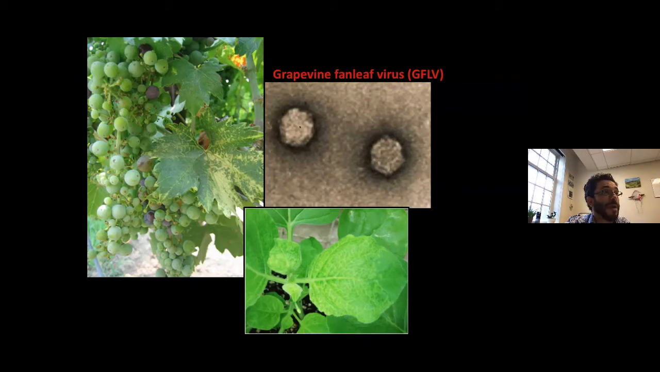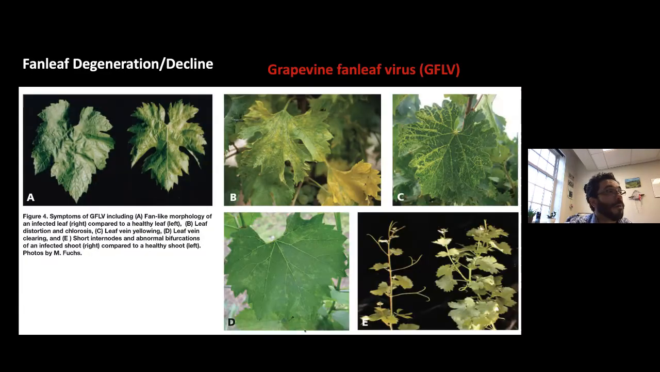This is what the virus particle looks like. And once we work in the lab and try to infect those in model plants, this is a benthamiana plant. We see all those very remarkable symptoms right here. What's remarkable about this virus is that vines infected by it tend to have the leaves change like a blade of a fan.